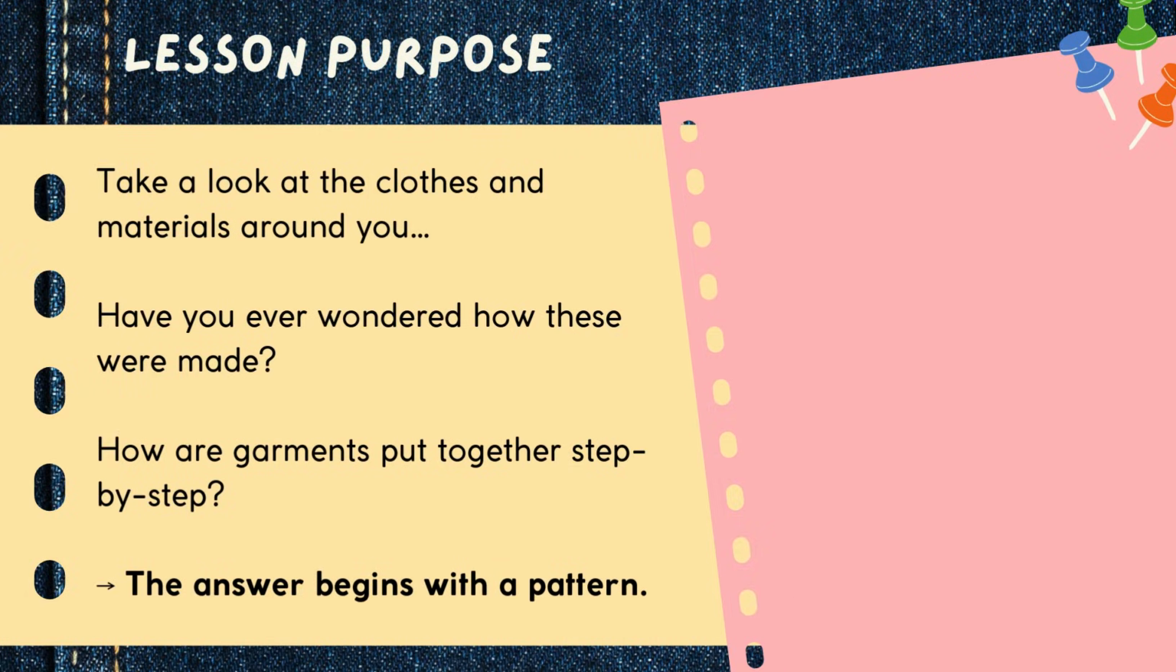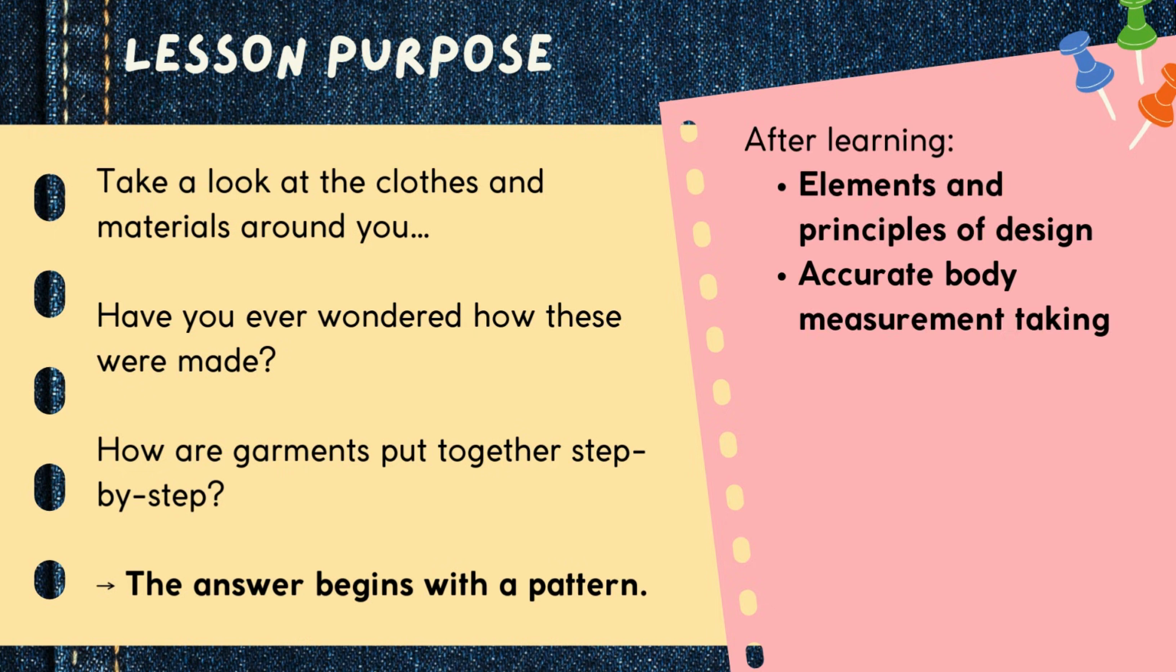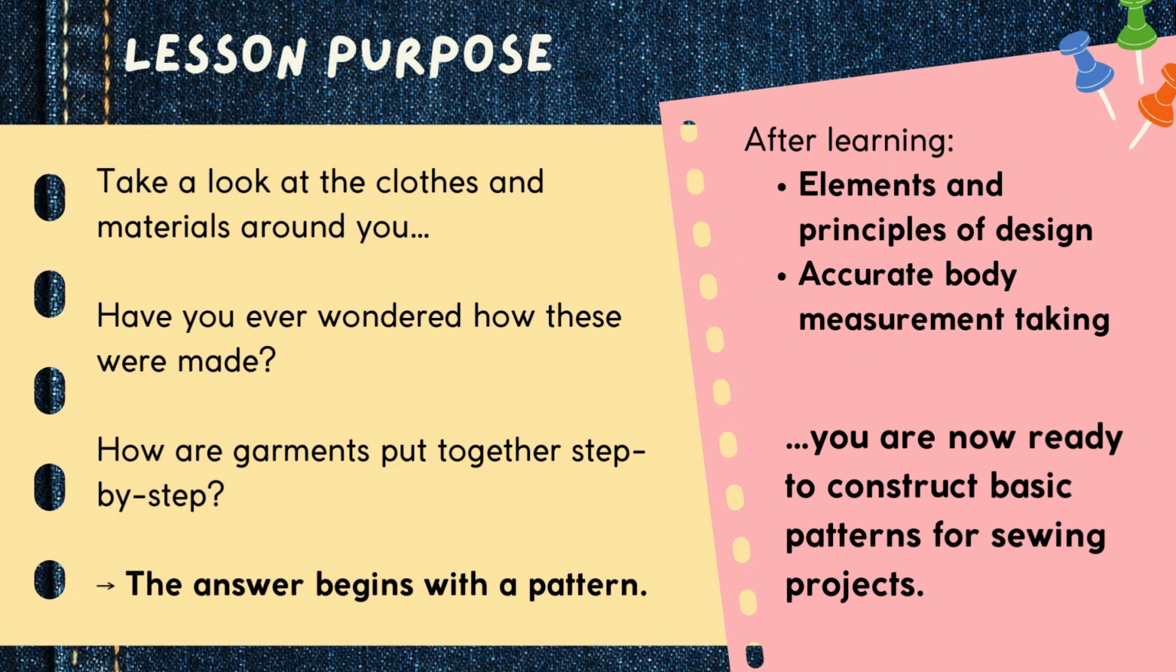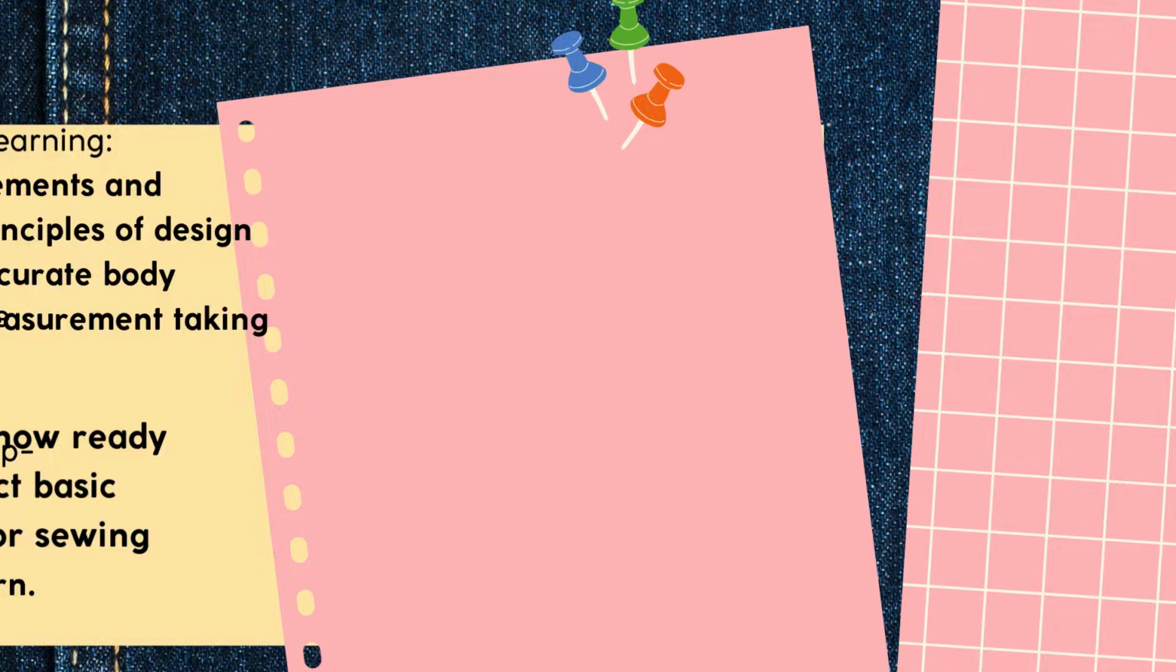Lesson purpose. You wear clothes every day. But have you ever asked yourself, how are these garments made? Before we sew anything, we must first create a pattern, like a blueprint or map for our fabric. We already studied design and how to measure our body correctly. Now we will use that knowledge to construct our very first pattern, pajamas or shorts. This lesson will help you understand how a flat piece of paper becomes the shape of real clothing. This could be the beginning of sewing your own clothes in the future.